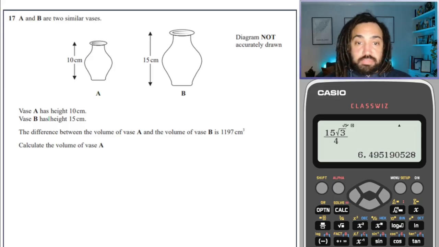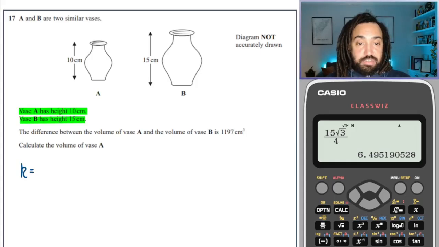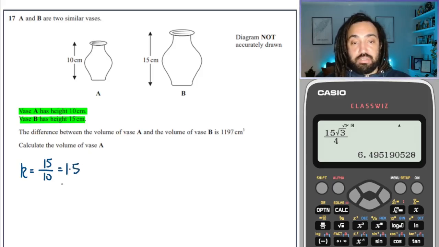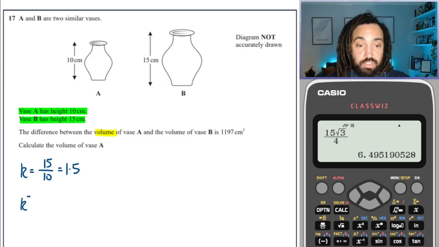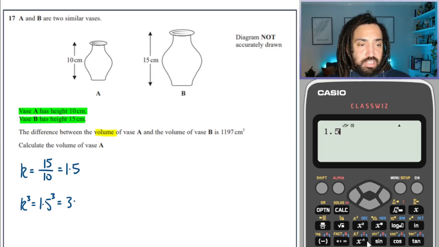Okay, this one's slightly more straightforward because we've got the height of A and we've got the height of B. So we can work out the linear scale factor, because we're talking about one dimension, we're talking about height, is the larger one divided by the smaller one, so 1.5, perfect. And we're now looking at volume in the next part of this question, so let's go straight and work out the volume scale factor by cubing the linear scale factor, which gives us 3.375, I think.